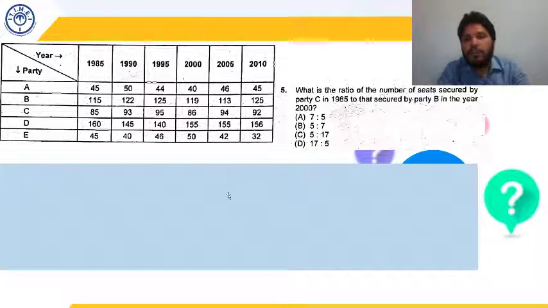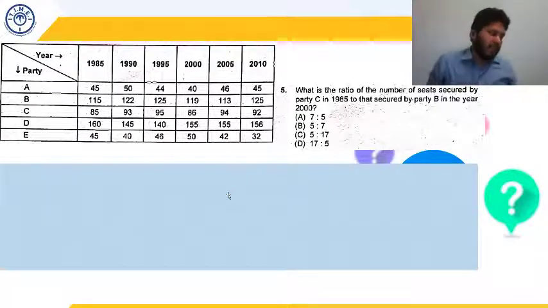What is the ratio of the number of seats secured by party C in 1985 to that secured by party B in the year 2000? Only a 10-second question. Do it fast. Very easy question.